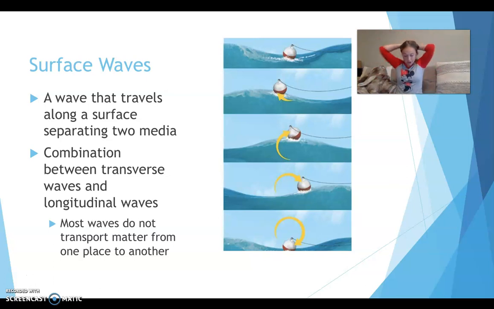So if you watch a bobber for 10 minutes, it would not move closer to shore. It's not going to be moving because it's in that circular motion. So we're going to be going up, down, and sideways. So your bobber is not going to be moving, and that's because it's in that circular motion. So we have transverse, longitudinal, and surface waves.